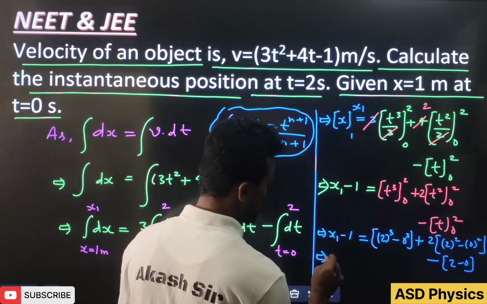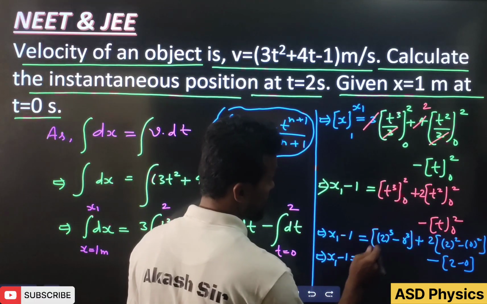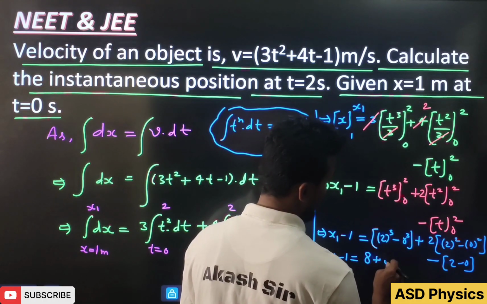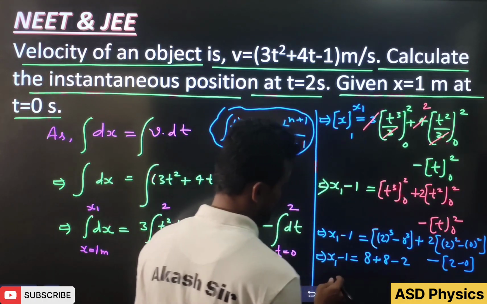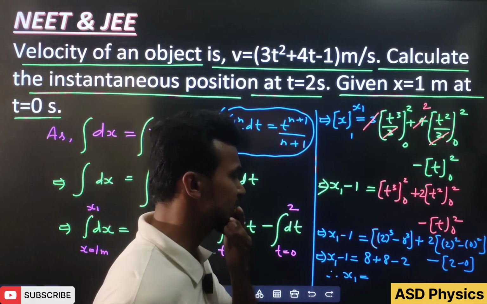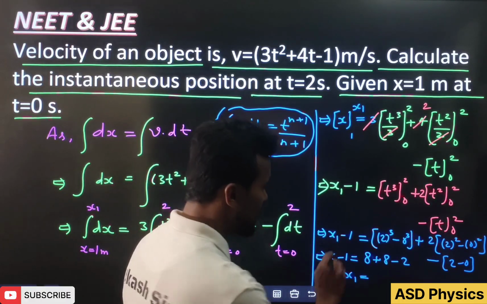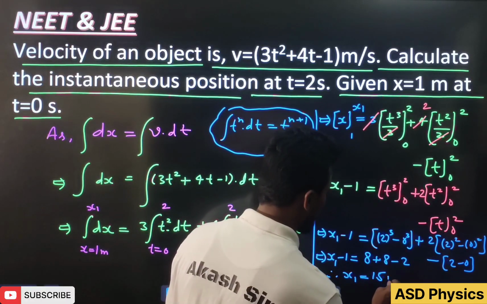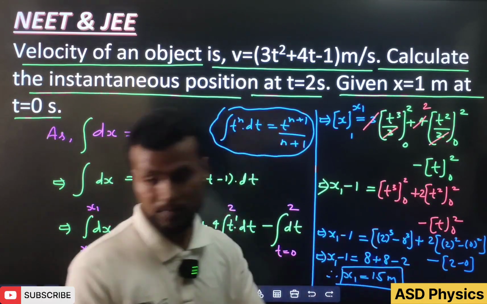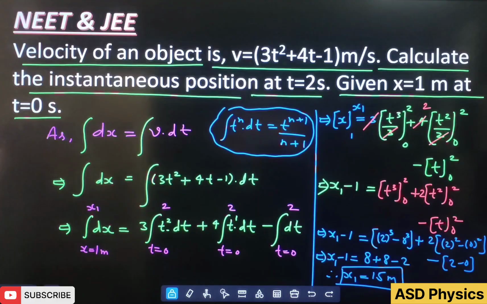So you know what will happen here: x1 minus 1 is equal to 8, and 2 square means 4 into 2 is 8, and here minus 2. When you simplify this, x1 will come: 8 plus 8 is 16, 16 minus 2 is 14, and minus 1 will go to the other side, that means 15 meter. So in this way we have to do it: x1 is 15 meter. Can you see very well how we have done this?